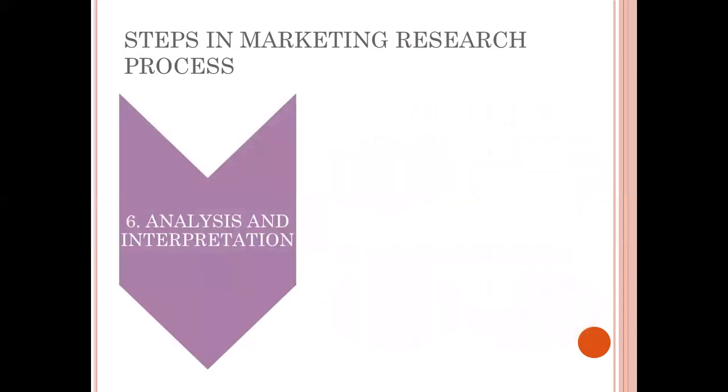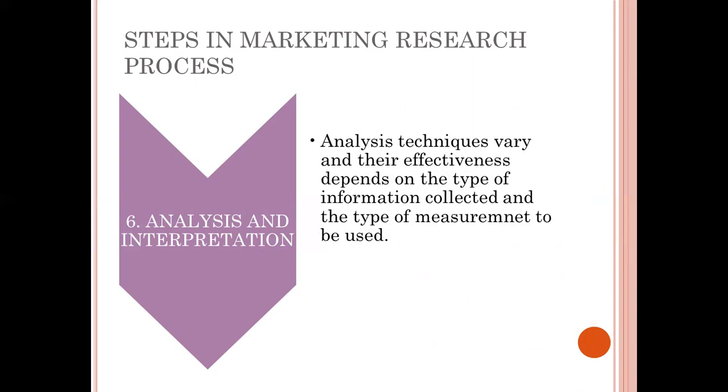And the sixth step in the marketing research process is analysis and interpretation. So in order for data to be useful, they must be analyzed, and analysis techniques vary and their effectiveness depends on the type of information collected and the type of measurement to be used. Because they are dependent on the data collection, analysis techniques should be decided before this step.